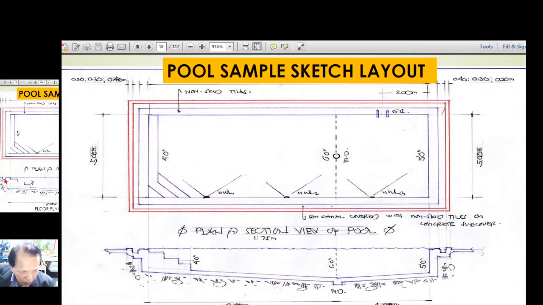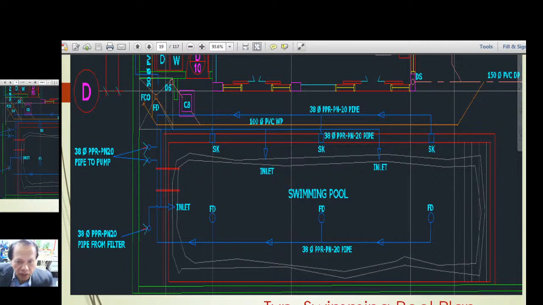Okay, so you would see on the left side here the steps, and then the sloping floor to this deepest portion, which is about 6 feet. In here it's 4 feet, and on the other end is 5 feet. So that's the cross section, no? It's up to the designer, but this is the general layout of a basic rectangular formed swimming pool.